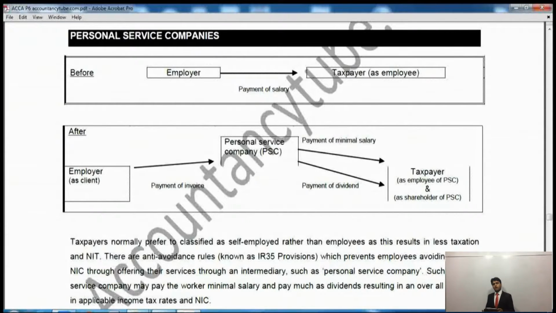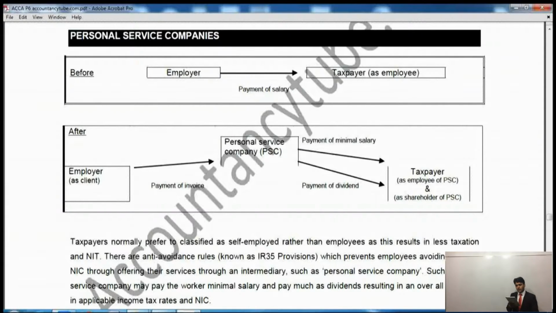What I will be doing is, I won't be providing services directly to them, but I will put an intermediary between them, and I will say this is my company and I'm working for this company, and I'm providing services through this company to my client. So if I'm employed, I'm providing services directly to the client. If I'm self-employed, I am providing the services through an intermediary which is in between myself and the client. So that is where the personal service companies come.